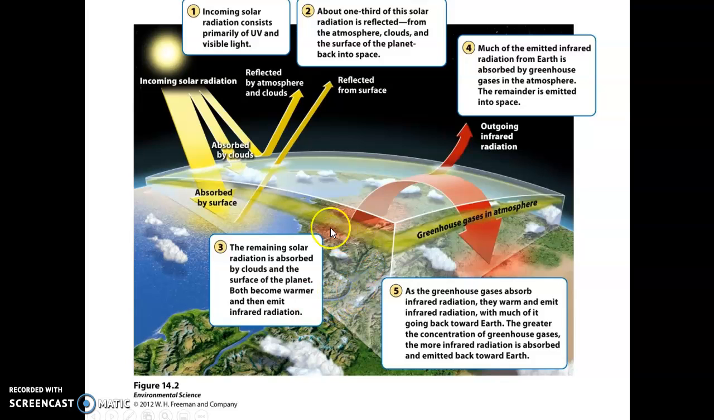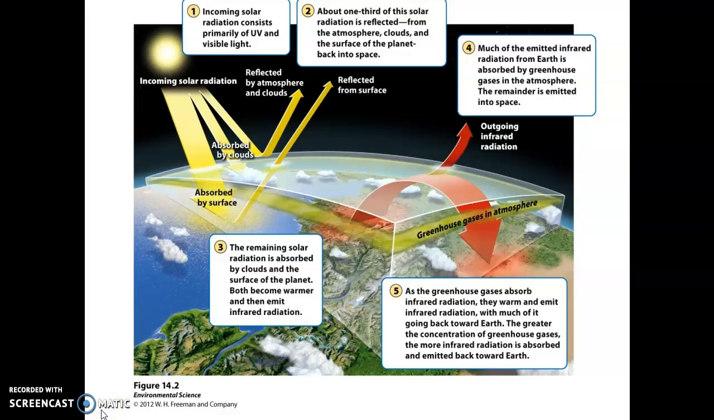But this also occurs in the greenhouse gases in the atmosphere. So when the greenhouse gases absorb the infrared radiation, they warm and emit it back, much of it going back toward Earth. Some, of course, will go in the other direction. But here's the main point. The greater the concentration of greenhouse gases, the more infrared radiation is absorbed and then emitted back toward Earth.